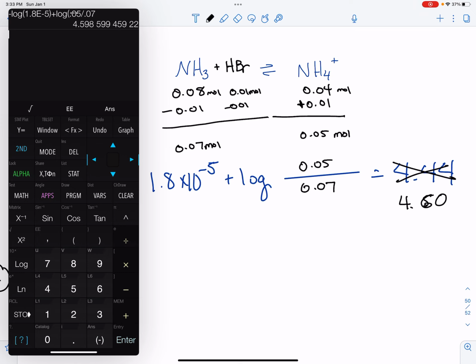We added a strong acid, like all of this completely dissociated. This guy's got a pH of like 1. This one had a pH of like 4.5. I added 0.01 moles. That's not shabby. That's a decent amount. And yet my buffer only changed by a little bit. This is the power of the buffer.